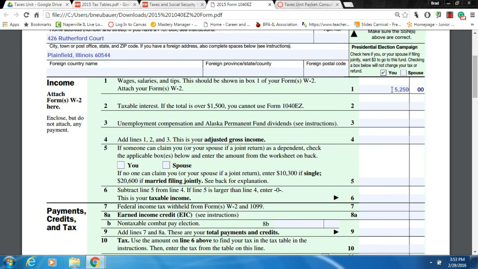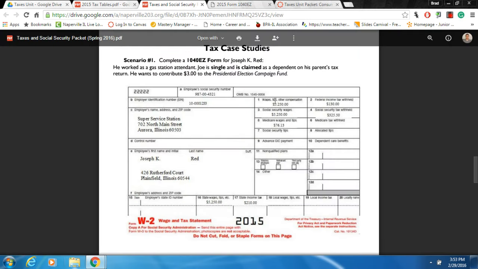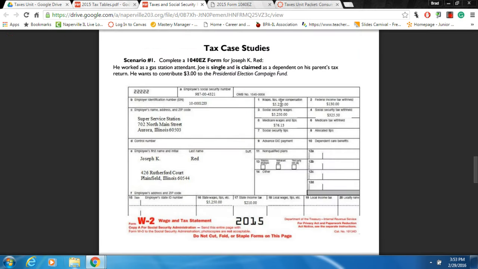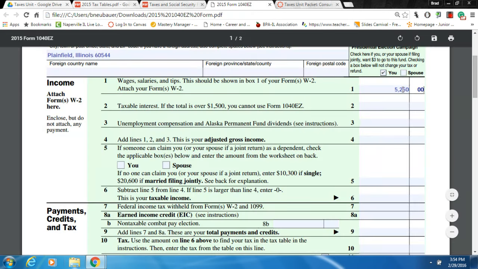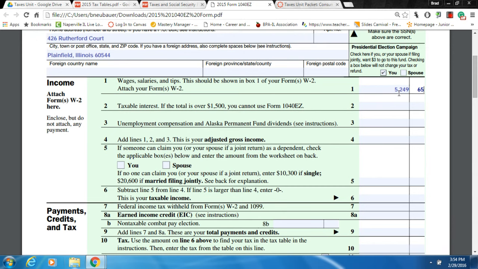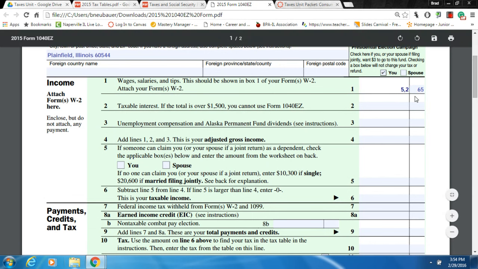One thing to be aware of in real life, your W-2 might have $5,249.65. The IRS wants to deal with whole numbers, okay? So you would not put in $5,249.65. What the IRS wants you to do is round to the nearest dollar. Okay, so in this scenario, we would round up to that 5,250. So in real life, just be aware, round to the nearest dollar, up or down. Okay, so that's it for line 1.